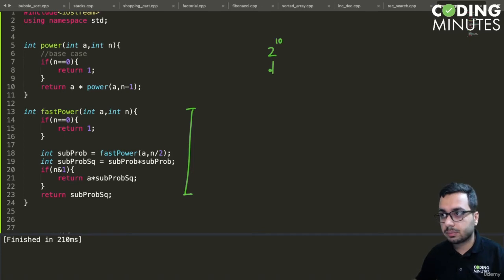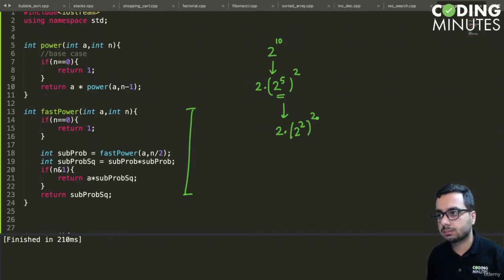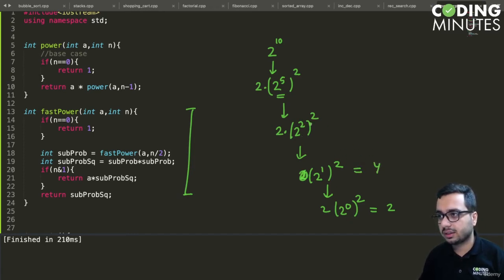Okay, then it gets broken as 2 into 2 raised to the power 5 and square of this term. So we are only computing this term. So here it gets broken as 2 into 2 raised to the power 2 and square of this term. Okay, so this is written as 2 raised to the power 1 and square of this term, and this is written as 2 into 2 raised to the power 0 and square of this term. Okay, this answer is now what? This answer is 2. This answer is 2 square, that is 4. This 4 is added here, that is 4 square is 16 into 2, that is 32.